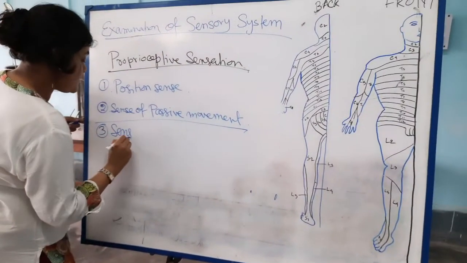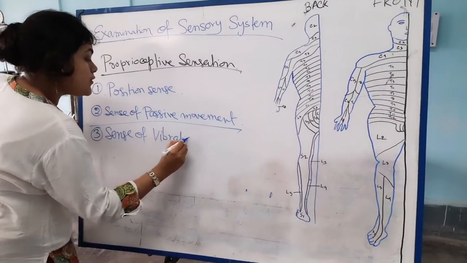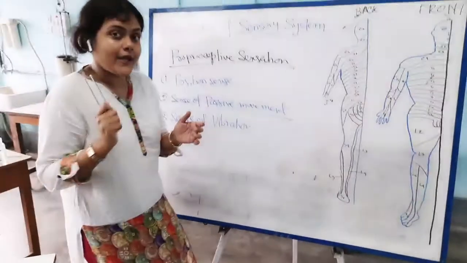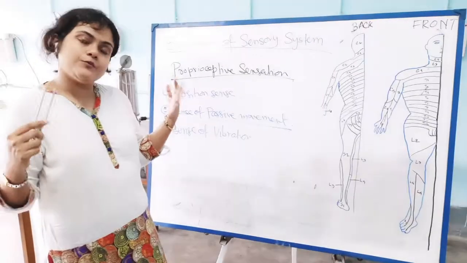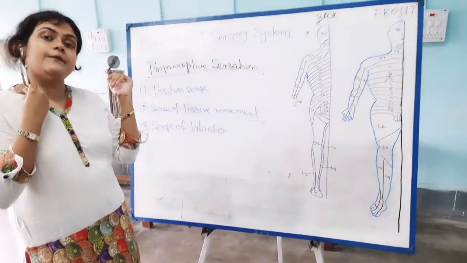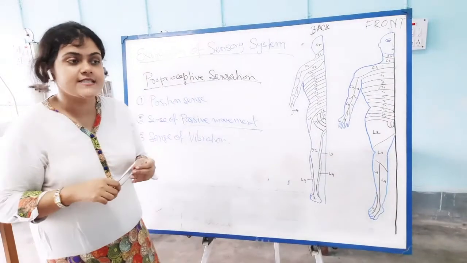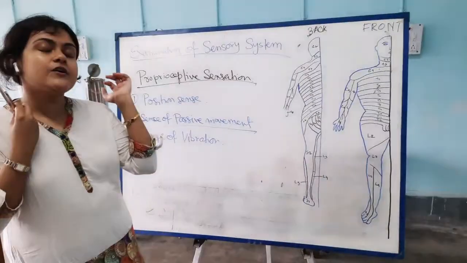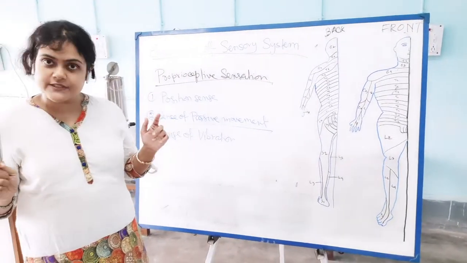Sense of vibration. Before doing the actual test, your patient has to be accustomed to the feeling of vibration. First tell him to open his eyes, make the tuning fork strike and vibrate. Just put it over your patient's clavicle or any bony prominence and ask him to feel the vibration.